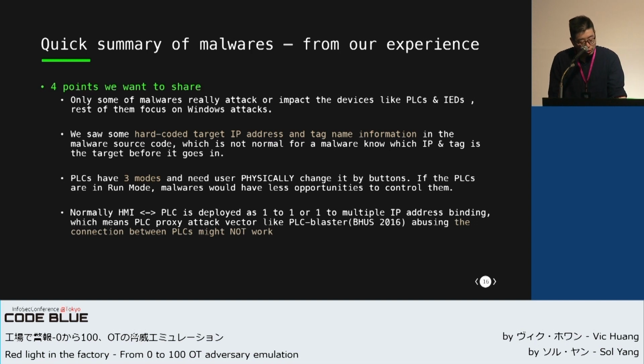And the last one we want to share is that normally in the factory, the HMI, the human interface to the PLC, is deployed as one-to-one or one-to-multiple IP address binding. So which means a PLC proxy-like attack, like PLC-Blaster at Black Hat US, may not work because there is IP address binding.